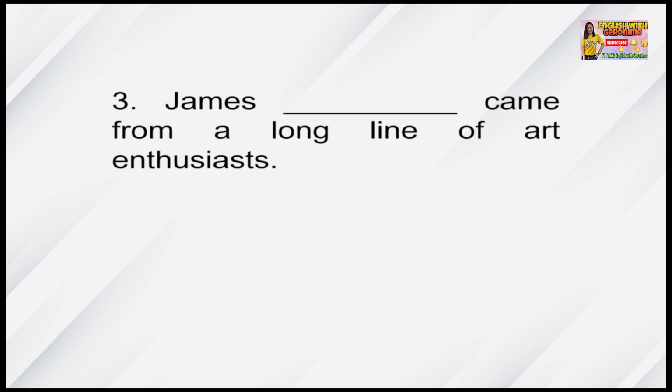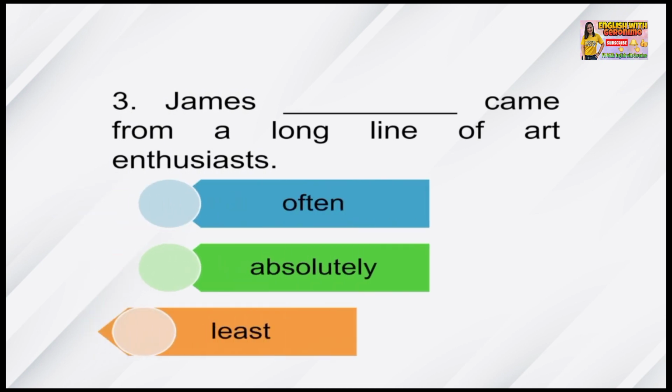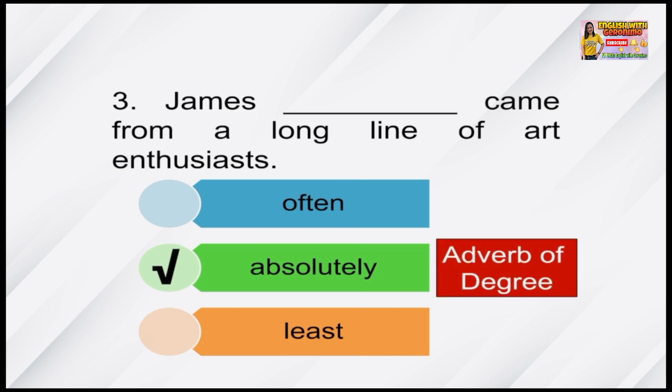Number 3. James blank came from a long line of art enthusiasts. Often, absolutely, or least. The correct answer for this sentence is absolutely. This is an adverb of degree.